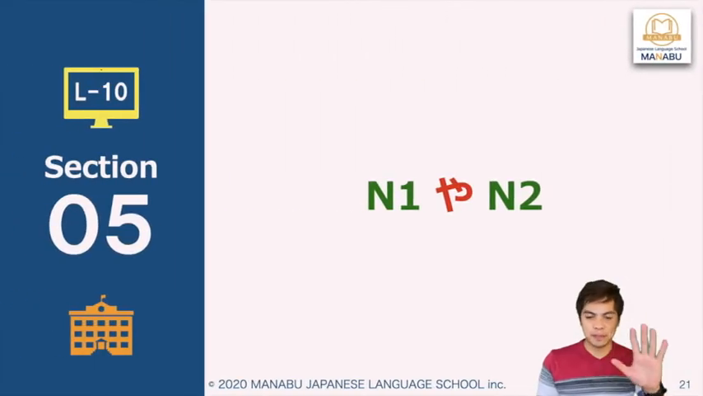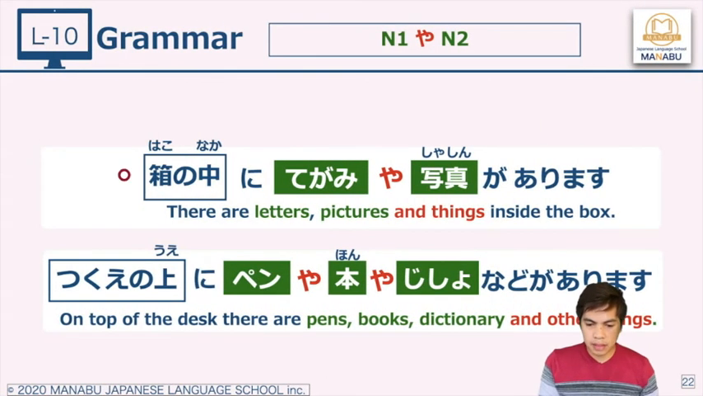Grammar point number 5. Noun 1 ya, noun 2. This pattern is used to mention things or objects from a list or from a group without mentioning all of the items. So in this example, hako no naka ni, the place of existence, particle ni, object ga arimasu. Hako no naka ni, the inside of the box. Tegami ya shashin ga arimasu. So, object ga arimasu. Tegami ya shashin ga arimasu. There are letters, ya, pictures.